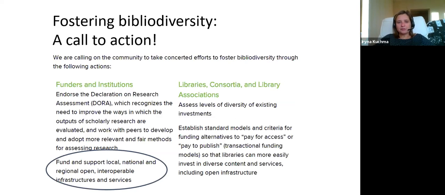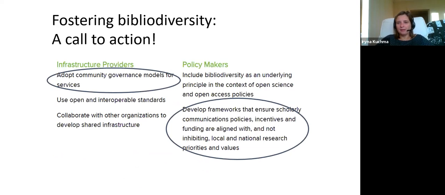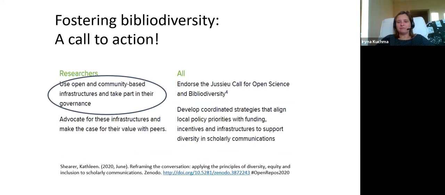So in this call for action, we advocate for funding and supporting local, national, and regional open, interoperable infrastructures and services, adopting community governance models for these infrastructures, and developing frameworks that ensure that policies, incentives, and funding are really aligned with local and national research priorities and not driven by the agenda of big publishers.